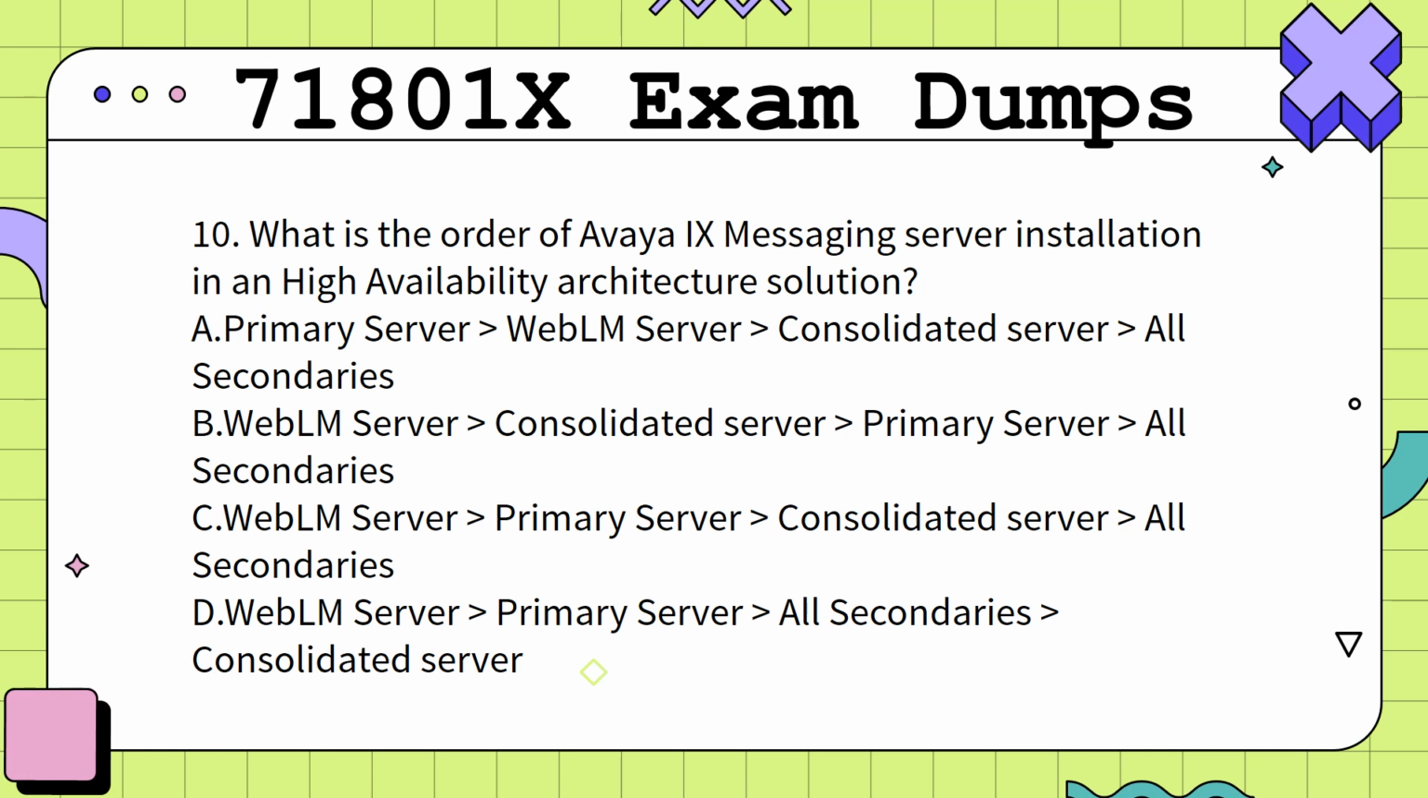10. What is the order of Avaya IX Messaging server installation in a high-availability architecture solution? A. Primary server, WebLM server, consolidated server, all secondaries. B. WebLM server, consolidated server, primary server, all secondaries. C. WebLM server, primary server, consolidated server, all secondaries. D. WebLM server, primary server, all secondaries, consolidated server.